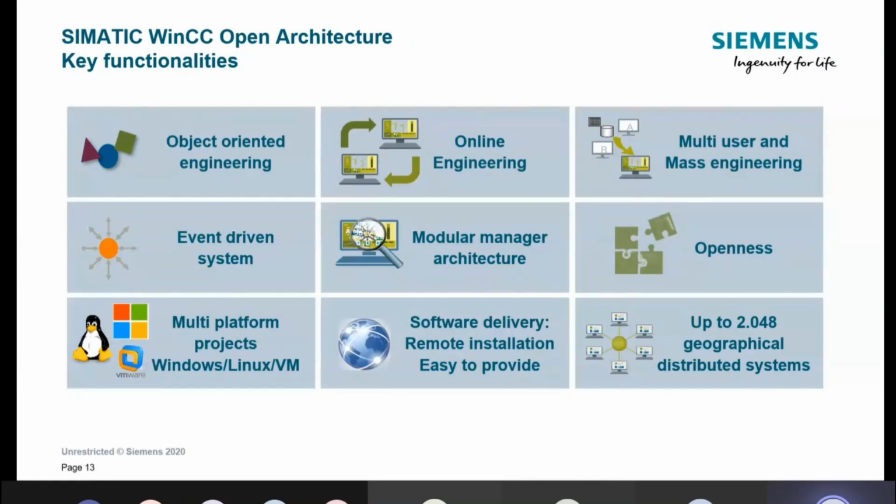Online software delivery and remote installation is also possible to give you more flexibility, and you can have a widely distributed system with up to 2048 geographically distributed systems.